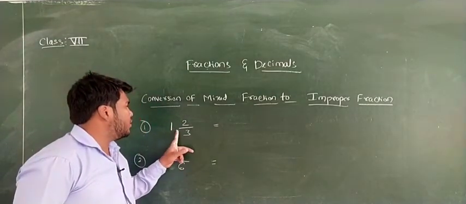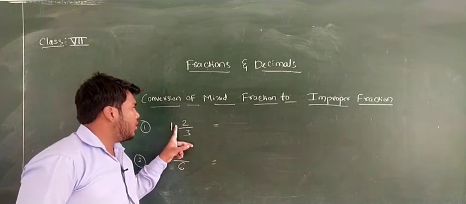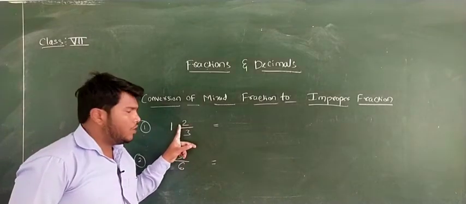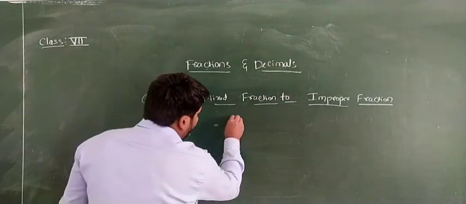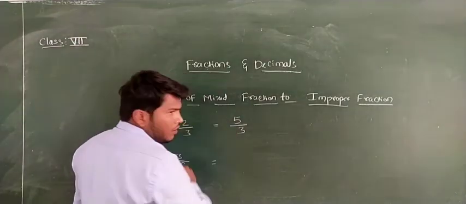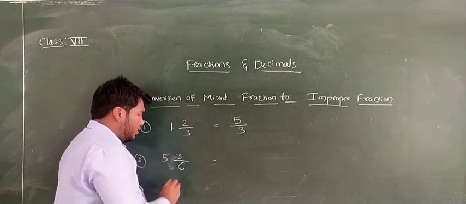So 3 ones are 3. The first step is to multiply: 3 ones are 3. Then you have to add 2. So 3 plus 2 is equal to 5, giving 5 by 3.